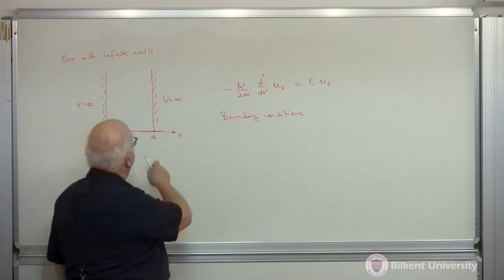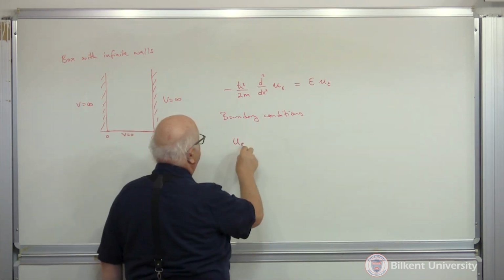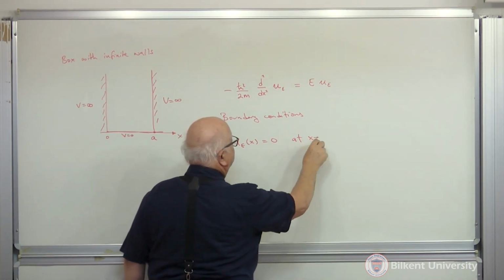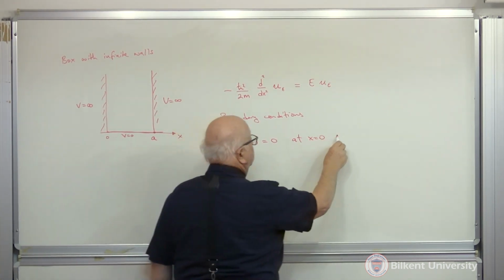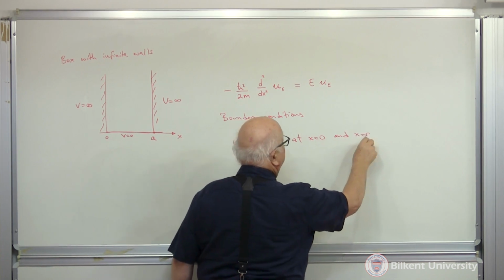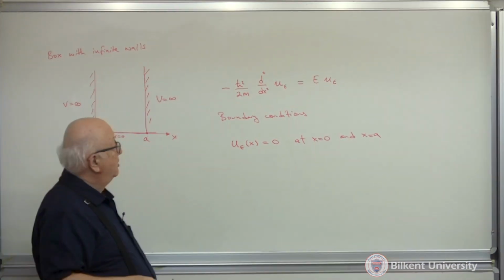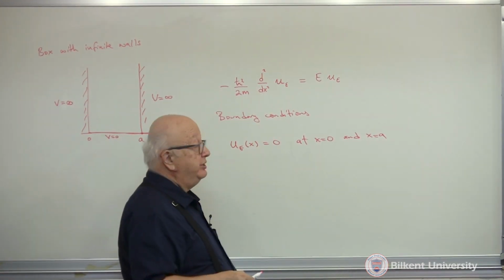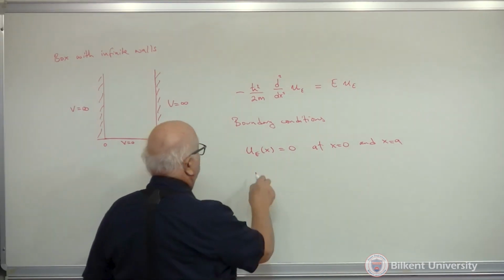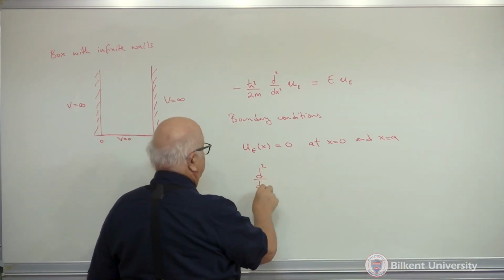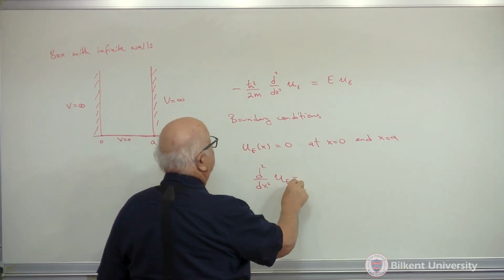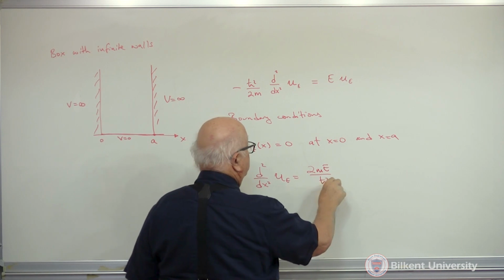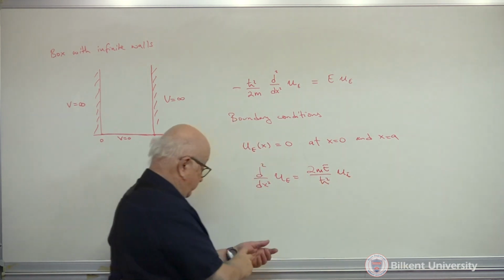So what I want is u E of x equal to 0 at x equal to 0 and at x equal to a. So the solutions to this equation, let me write it one more time: d squared dx squared u E is equal to 2mE over h bar squared u E.